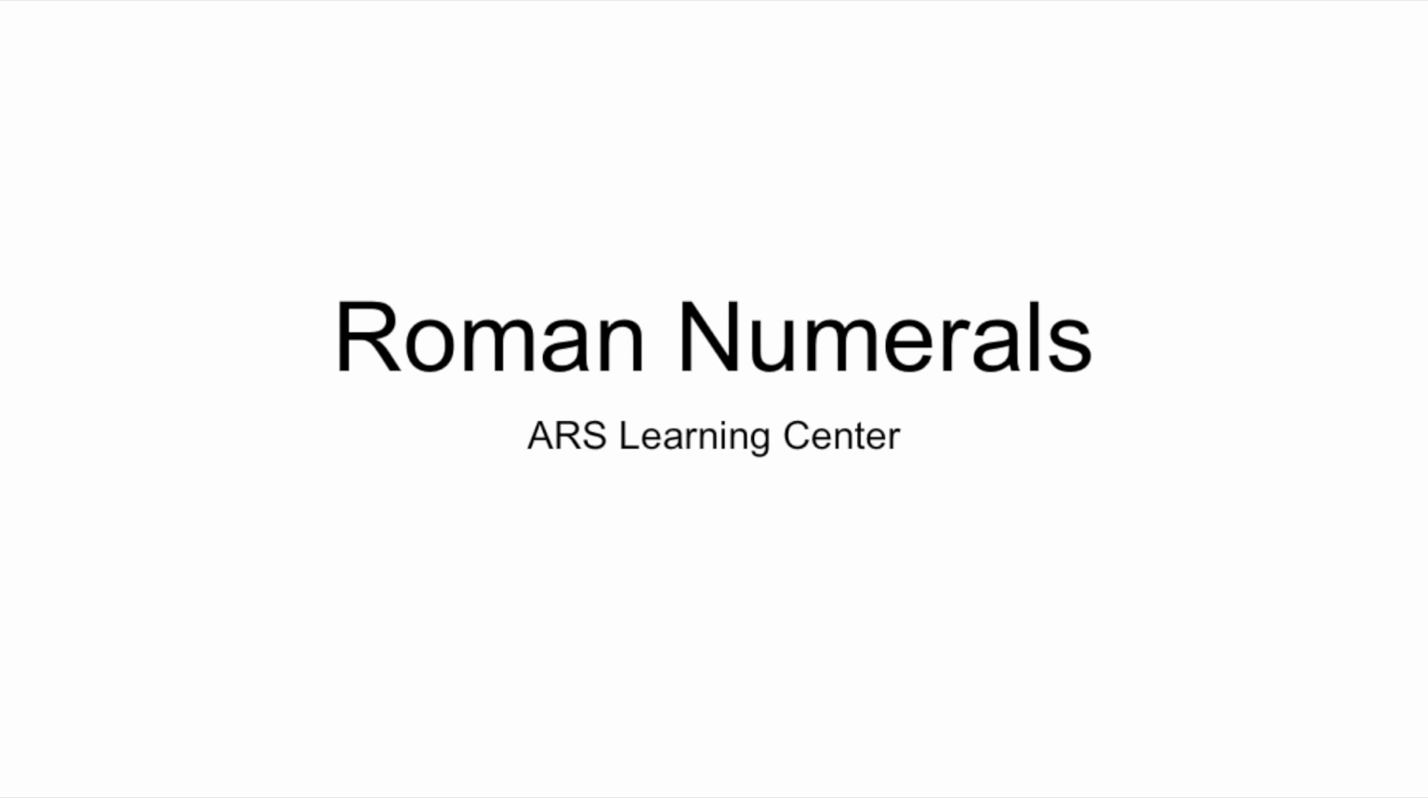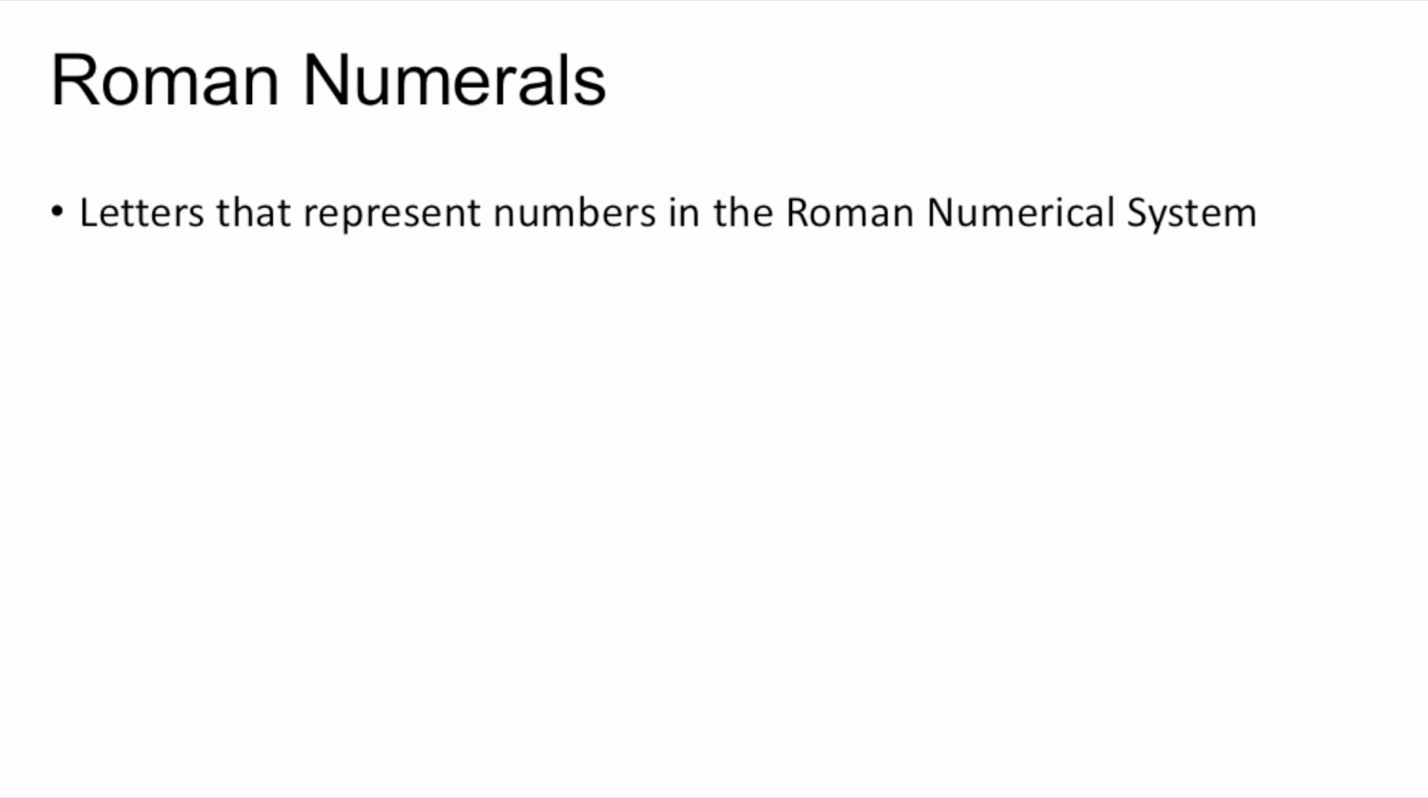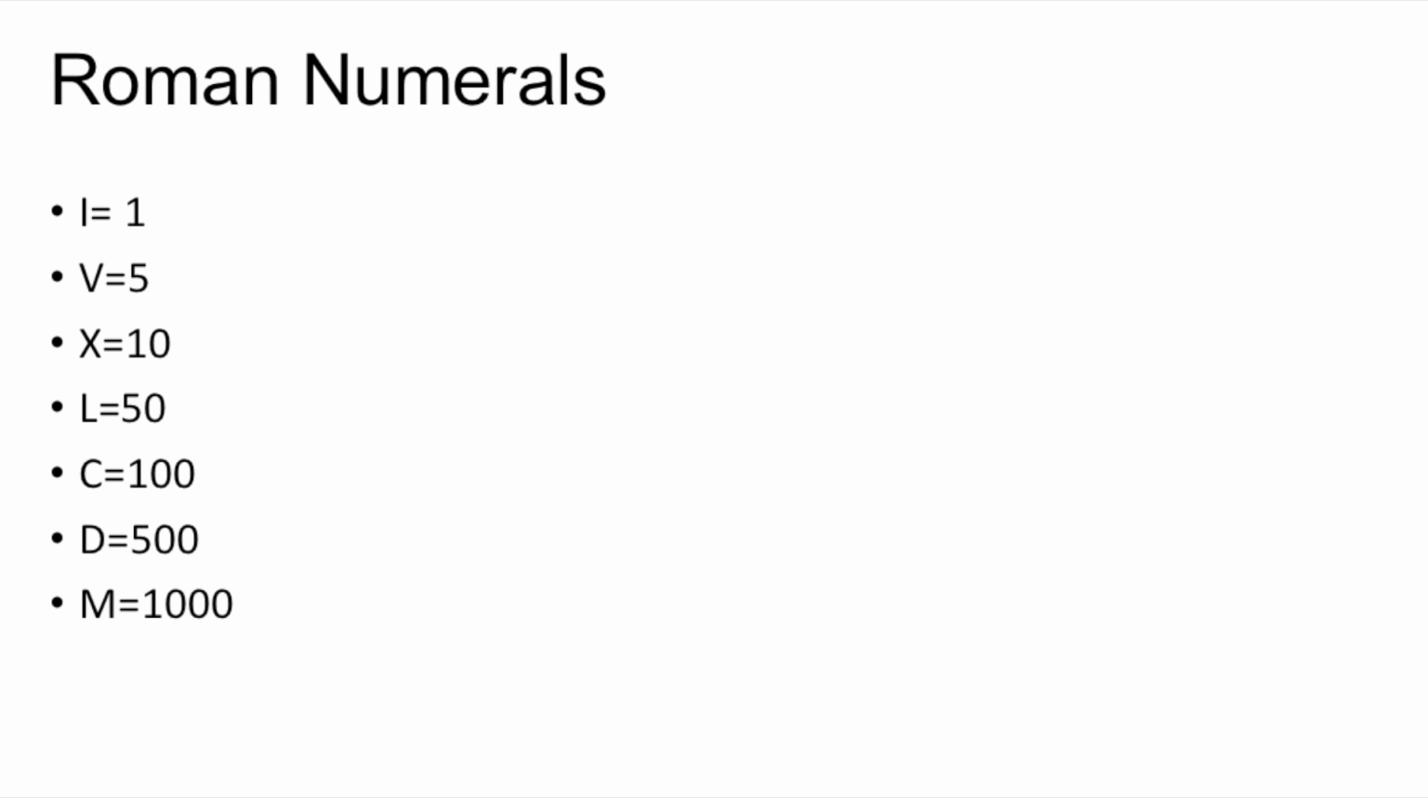So today we'll be going over Roman numerals. Roman numerals are letters that represent numbers in the Roman numerical system. So in this case, letters will be used to represent numbers. The Roman numeral I stands for 1, V stands for 5, X stands for 10, L stands for 50, C stands for 100, D stands for 500, and M stands for 1,000.